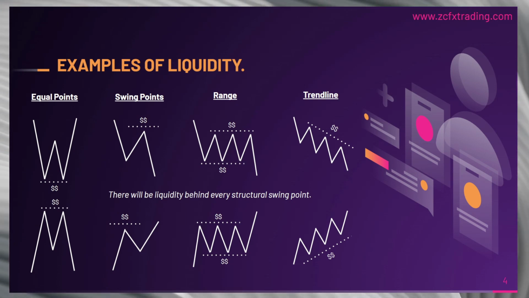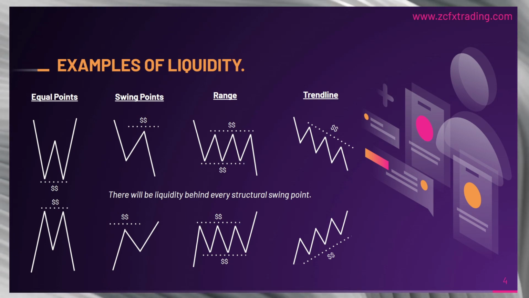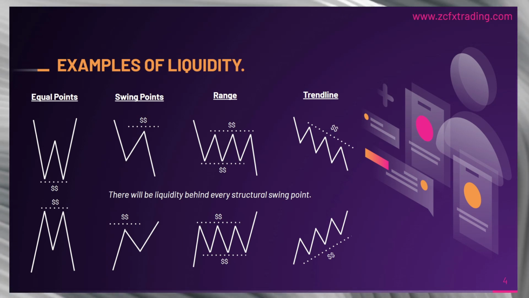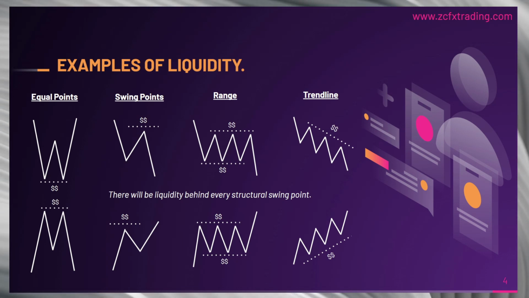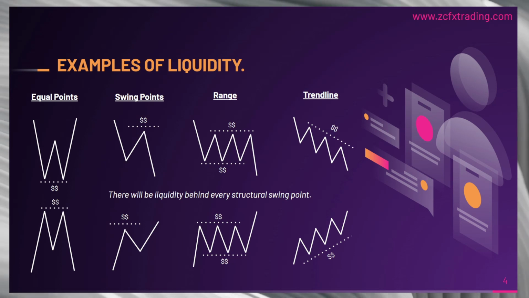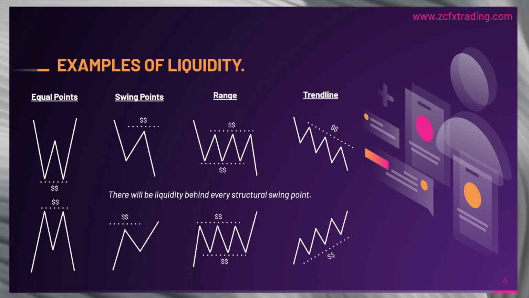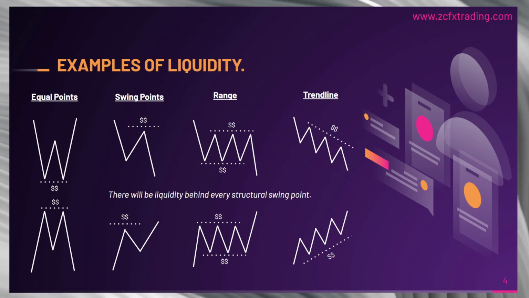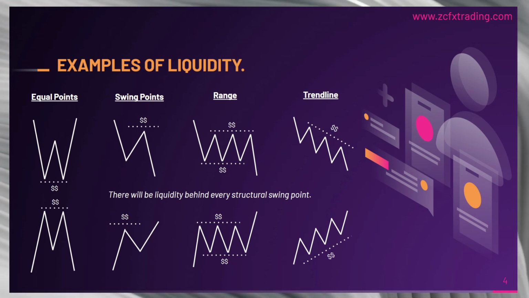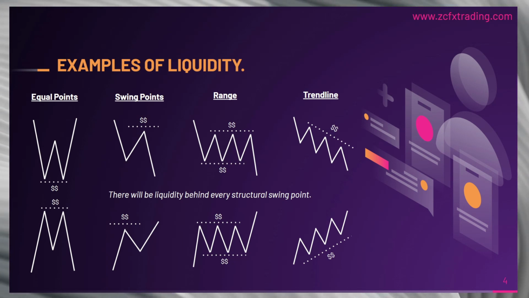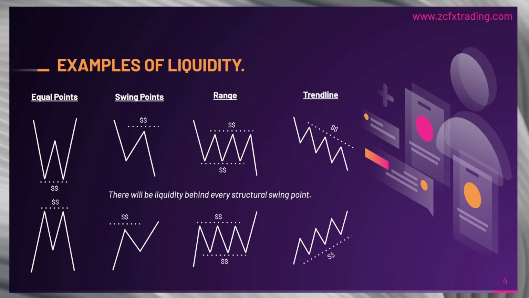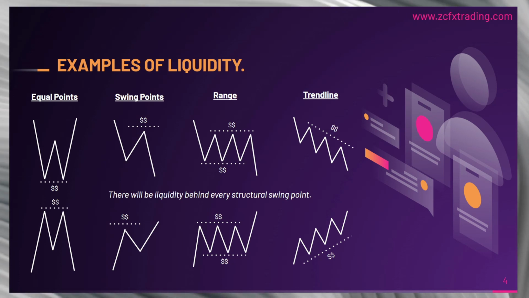So before I move on to that, I just want to say, note this down. There will be liquidity behind every structural swing point, okay? Now, trading support resistance zones, like range, double tops, double bottoms, equal points, swing points, higher highs, higher lows, whatever, trend lines. Obviously, when price is moving bullish, people draw a trend line and look to buy on the third touch, or sell on the third touch in a bearish market, okay? So these are very popular ways to be entering the markets.